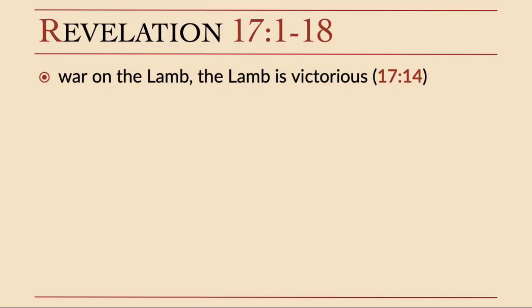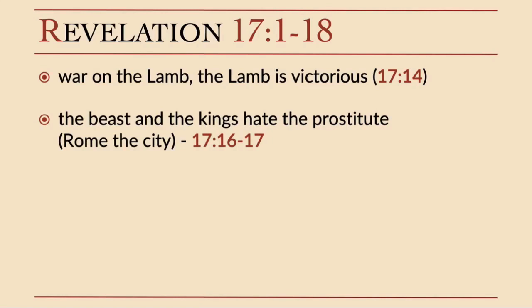Now, we also read in verses 16 and 17 something interesting here, that the beast and the kings hate the prostitute. Remember, the prostitute is Rome, the city. The 10 horns that you saw, they and the beast will hate the prostitute. They will make her desolate and naked and devour her flesh and burn her up with fire. For God has put it into their hearts to carry out his purpose by being of one mind and handing over their royal power to the beast until the words of God are fulfilled.